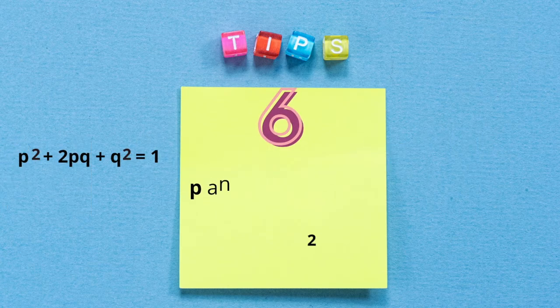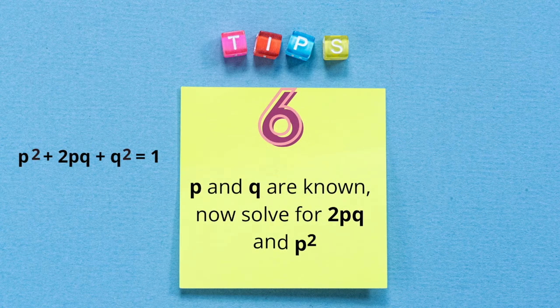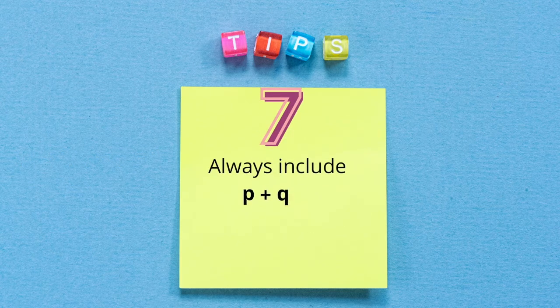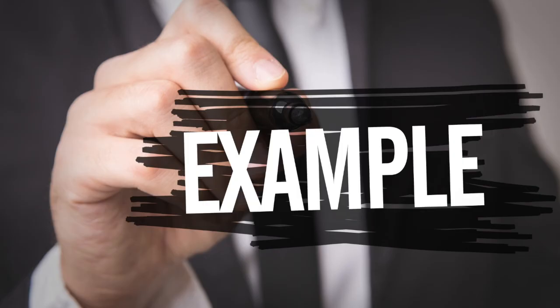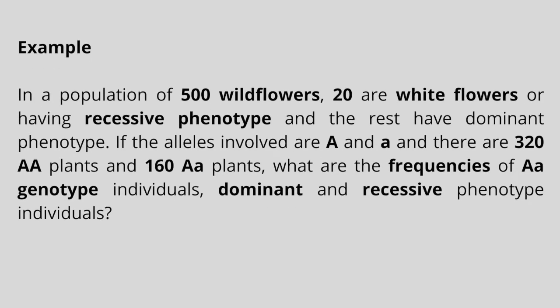Tip number 6, since p and q are already known, we can use this information to solve for 2pq and p squared. We will have the equation p squared plus 2pq plus q squared equal to 1. Tip number 7, always include the equation p plus q equal to 1 and p squared plus 2pq plus q squared equal to 1 in your calculation. And here is an example that we can use to calculate the allele frequencies and genotype frequencies.